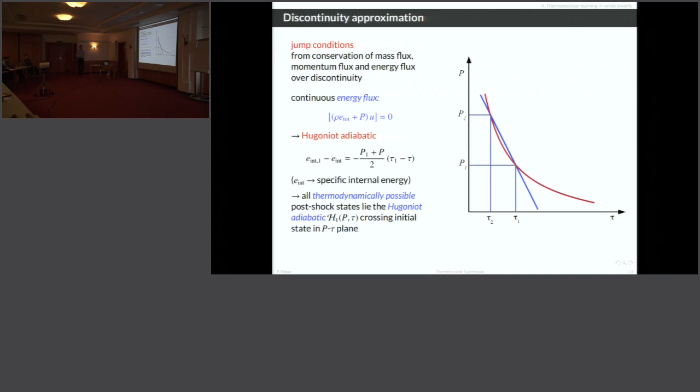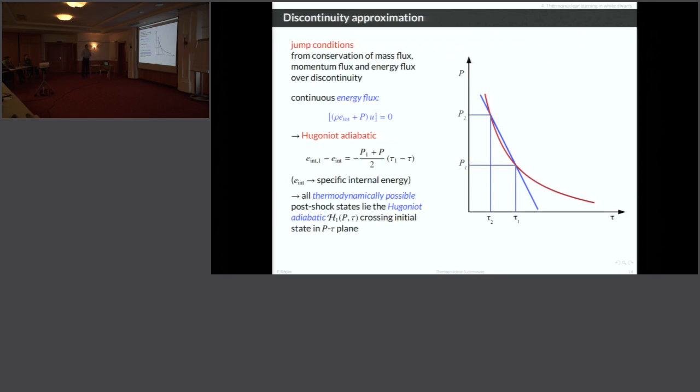So that means from the first relation, the Rayleigh line, we get for a given pre-shock state all potential mechanically possible post-shock states on that straight line, and from energy flux conservation we get all thermodynamically possible post-shock states on that Hugoniot adiabatic. So the physical post-shock state, which should of course be mechanically and thermodynamically possible, is just the intersection of these two, and this is actually what we find here.